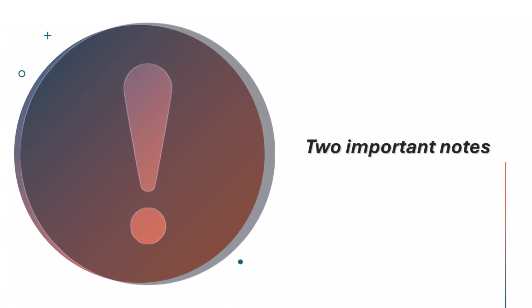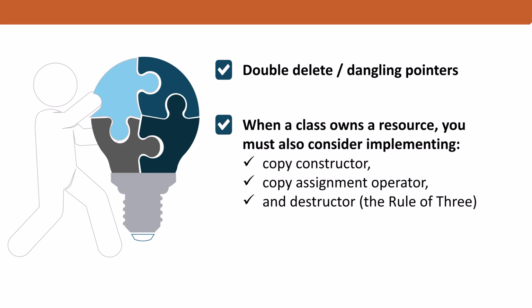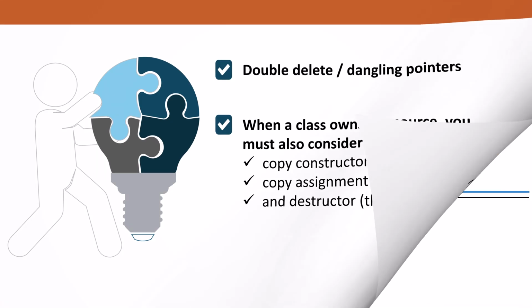So two important notes here. After delete, you should avoid using the pointer again or set it to nullptr to prevent undefined behavior. Next, our class manages a raw pointer. If we let the compiler generate the default copy constructor and copy assignment operator, copies will copy the pointer value, leading to two objects owning the same heap block and causing double deletes or corrupted memory. So you must consider implementing a copy constructor and a copy assignment operator and a destructor for sure.